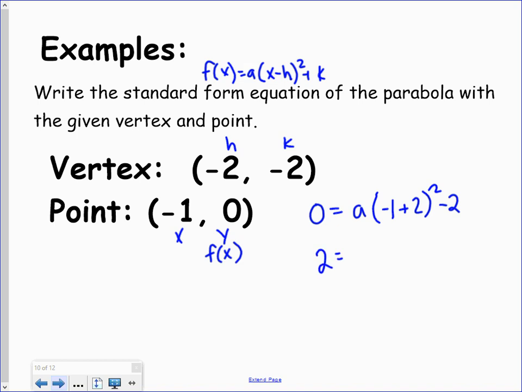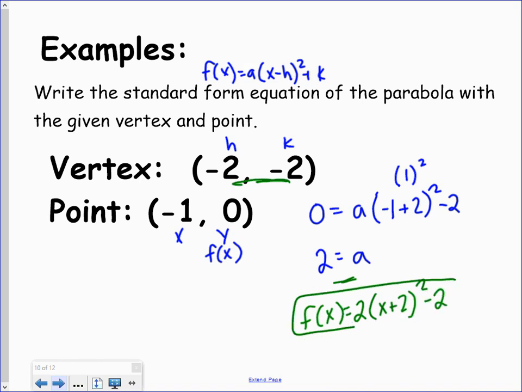And then I'd work this out. Negative 1 plus 2 is 1 squared. 1 squared is 1. So A is 2. And then you can take your A and your H and your K and write your equation. f of x equals 2 times x plus 2 squared minus 2. And so it's really just a matter of substitution and solving.